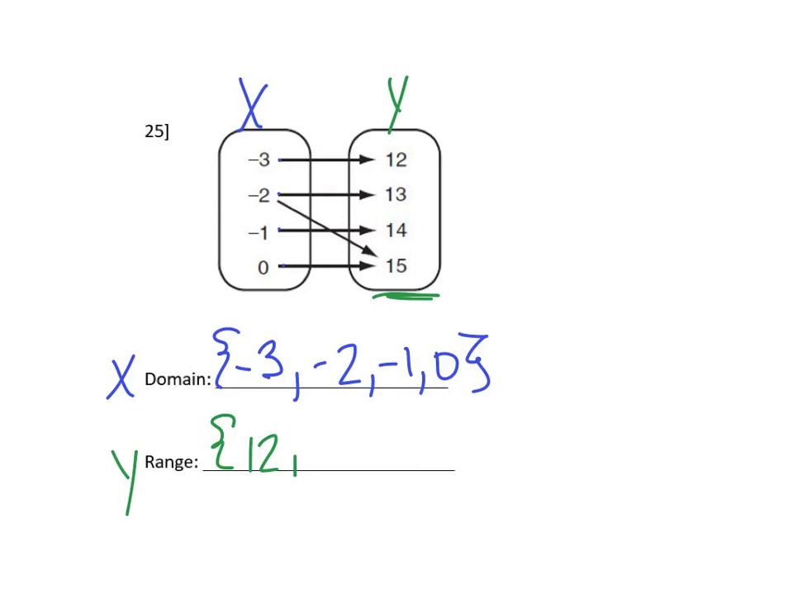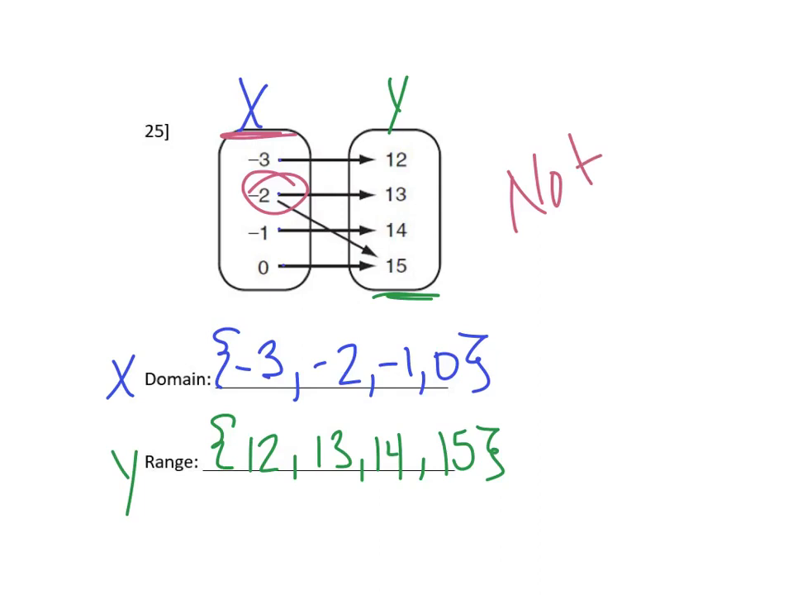And once again, it doesn't matter if they have multiple arrows. You're just writing each number once. And then just a little side note, because this 2 from the x values has 2 arrows, this is not a function.